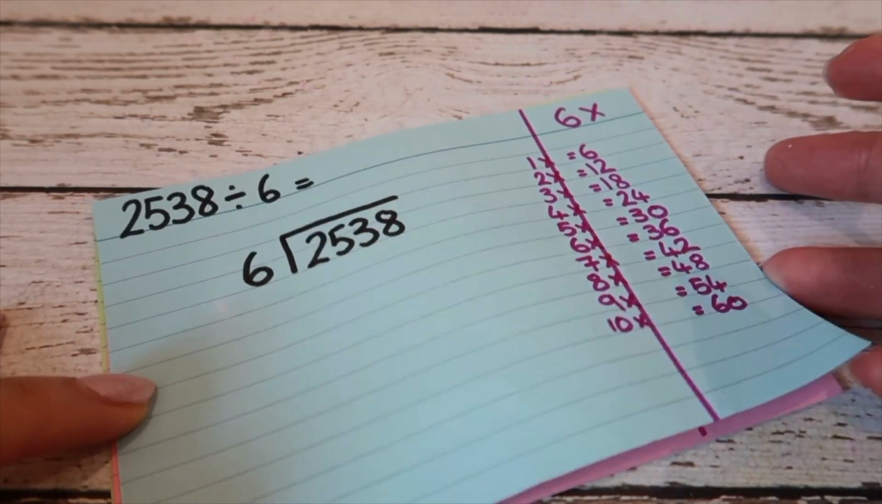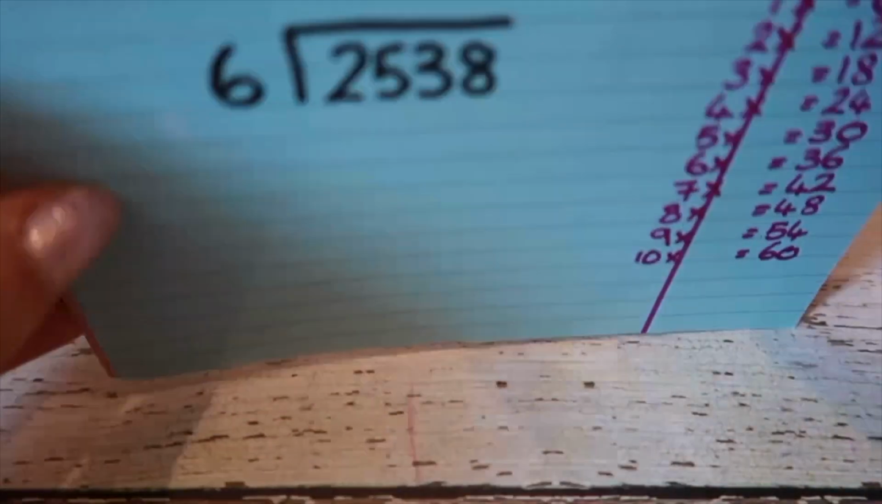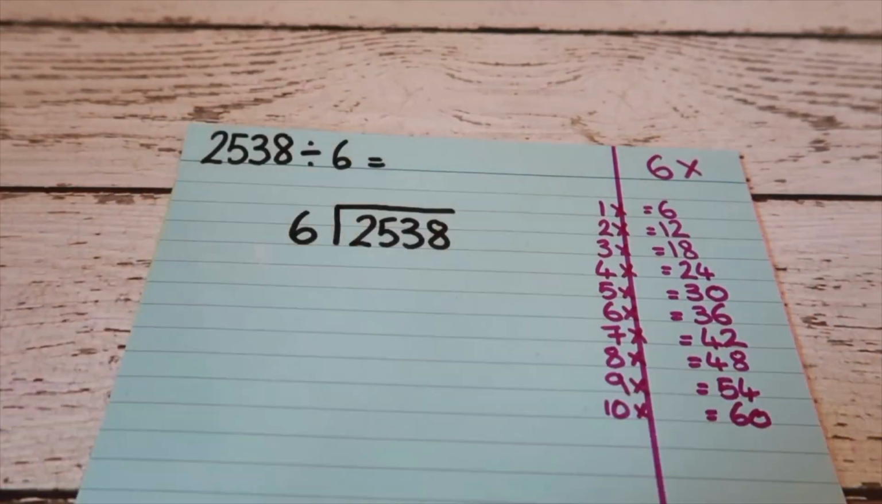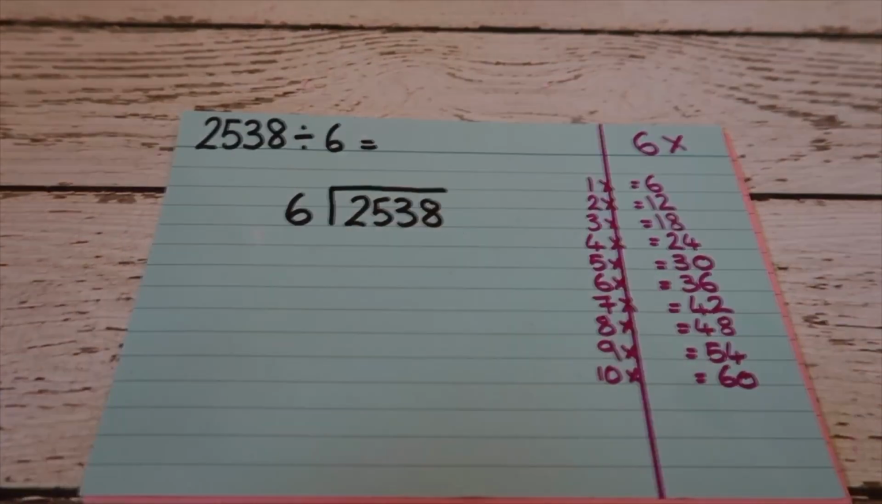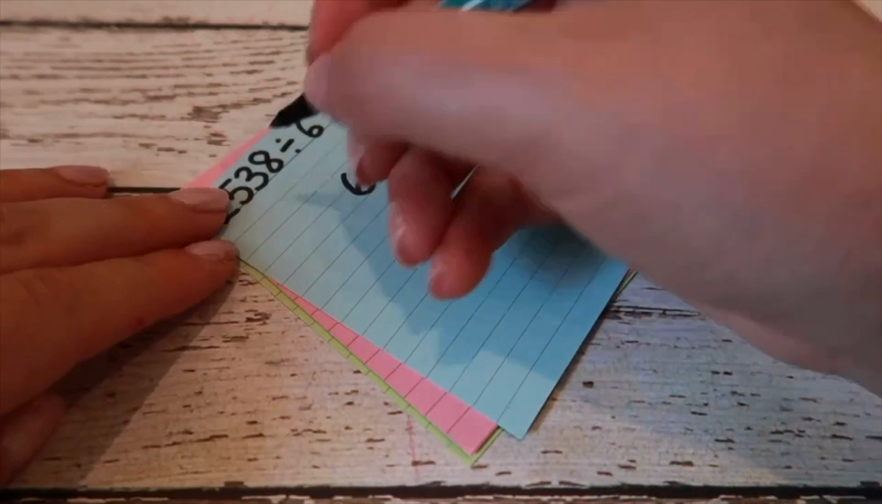Okay, so once you've done your 6 times tables on the side, then we can go back and have a look at the actual question. So 2,538 divided by 6. So I'm going to be using an acronym on the side.